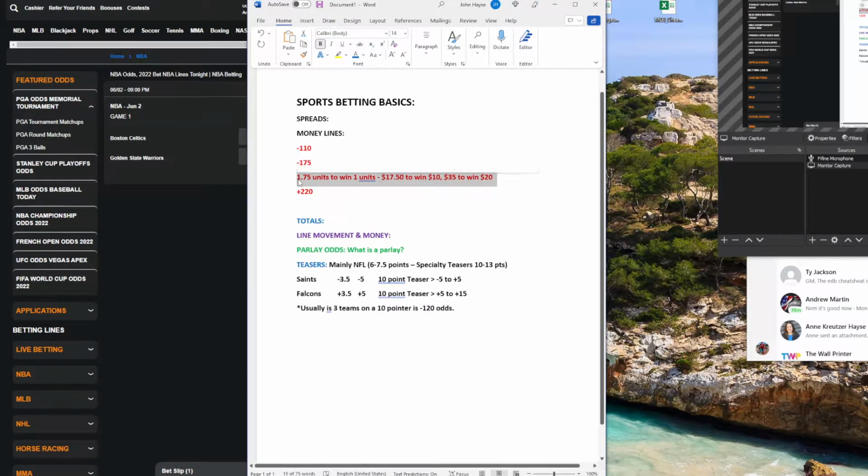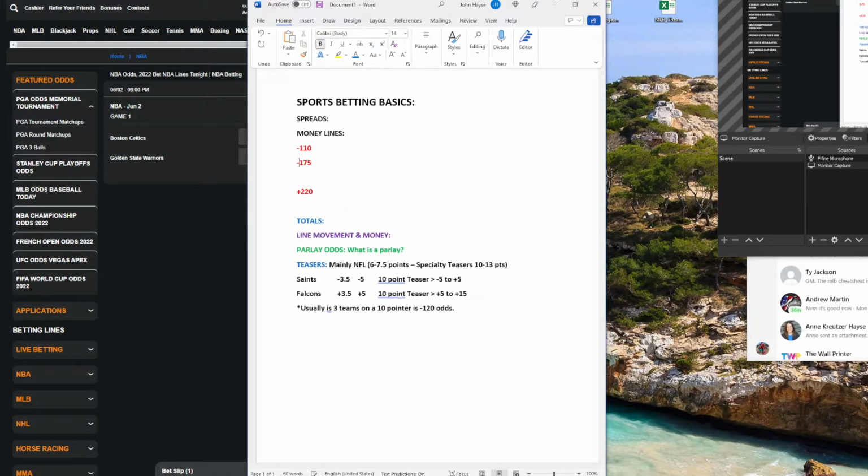The same thing is true when you go to MLB. The Dodgers take a lot of money. So let's say the other night they were -335. That means you're going to risk 3.35 units to win 1 unit. That's not very good odds. So it would cost you $33.50 to win $10. So that's a lot of risk and a very little reward.